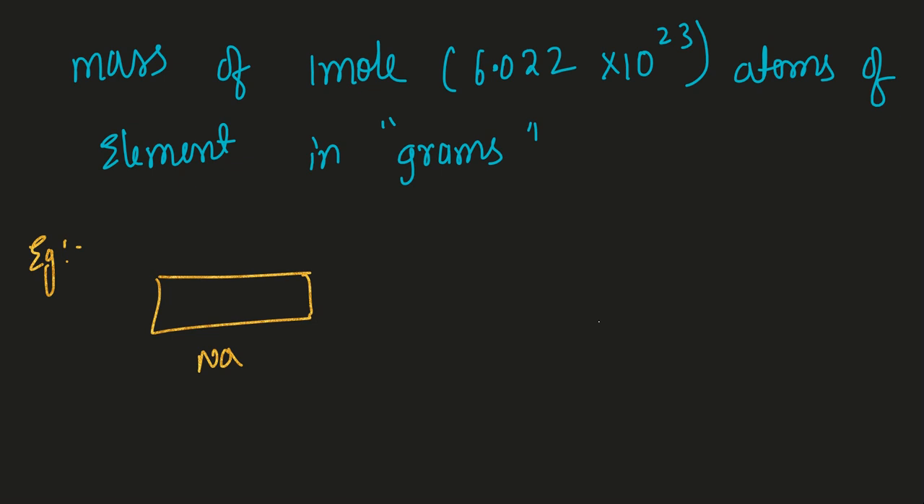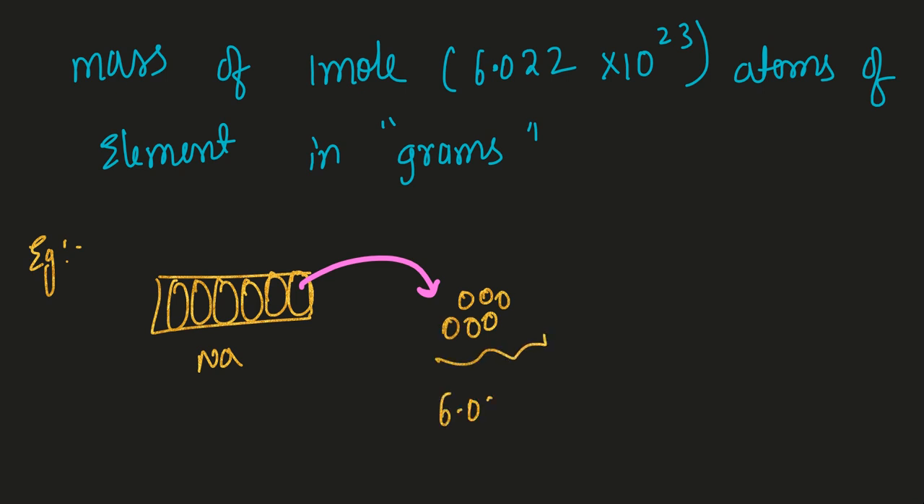Okay, a sample of sodium. Now what happened? The sodium is made up of a lot of atoms of sodium. Now what I'm going to do, instead of taking one atom, I'm going to take a lot of atoms. This time I'm going to take 6.022 × 10^23 atoms. These many atoms I'm going to take.